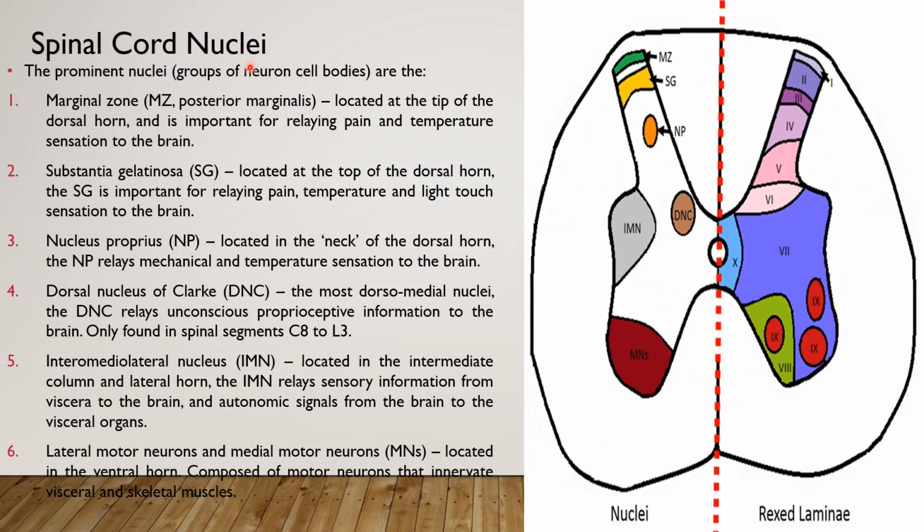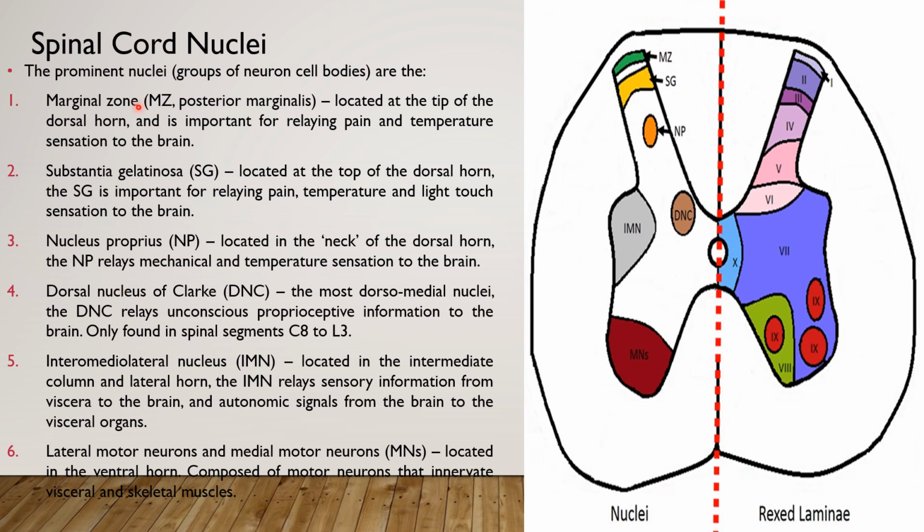Coming to the spinal nuclei of grey matter. The prominent spinal nuclei, which are groups of cell bodies, are marginal zone, substantia gelatinosa, nucleus proprius, dorsal nucleus of Clark, intermediolateral nucleus, lateral motor neuron and medial motor neuron.